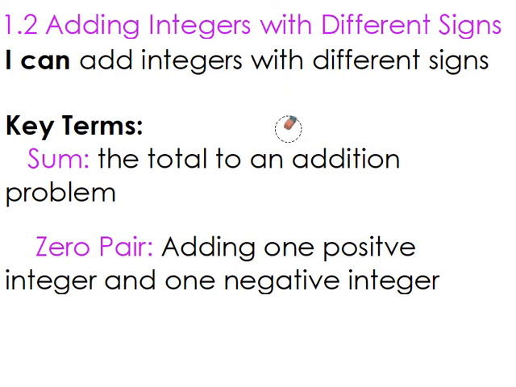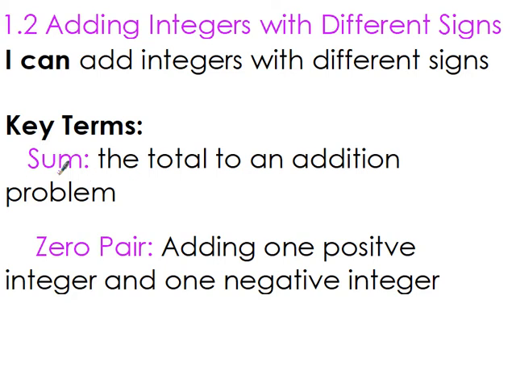For the video on 1.2, we're adding integers with different signs. So let's get after it. Here we go. So we can add integers with different signs. And so before in 1.1, we were adding integers that had the same sign. Now we're adding integers that have different signs.